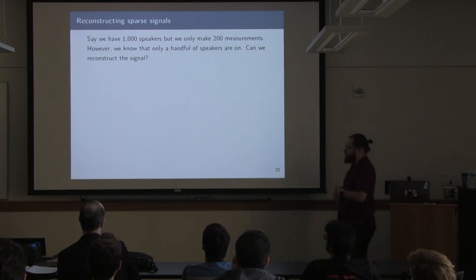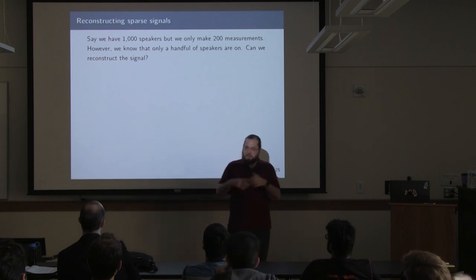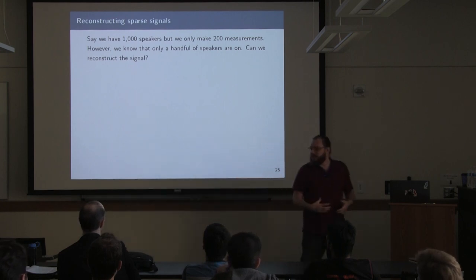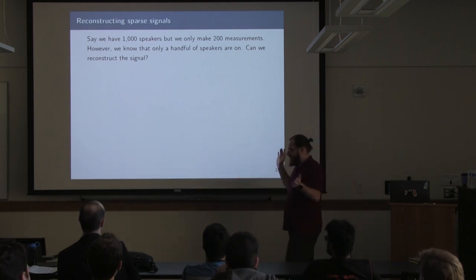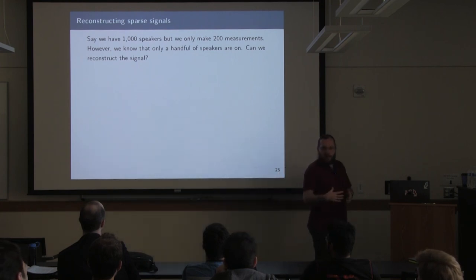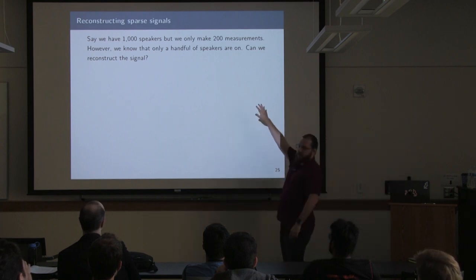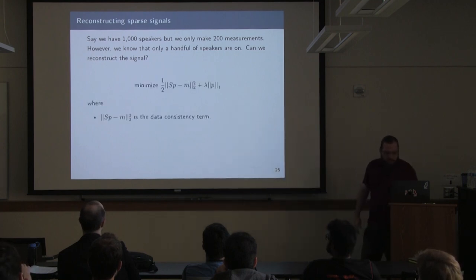So how would I write a problem in this formulation? Say we have 1,000 speakers in the room, and we have only 200 measurements because there's only 200 people at the conference, but for some reason you decide to buy 1,000 speakers. Can we reconstruct how much power is being output by each speaker, with the constraint that we know only a handful of the speakers are on?